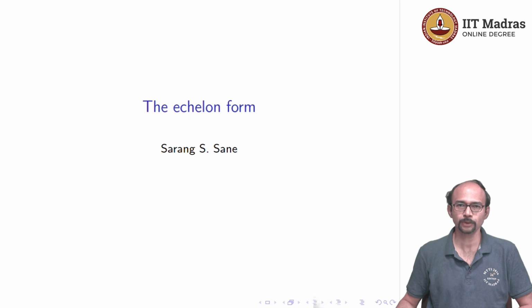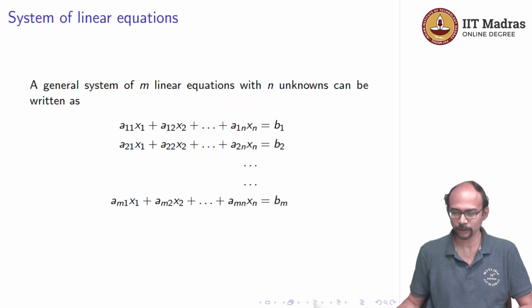In today's video we are going to talk about the echelon form. So the echelon form is a particular form for a matrix, and when the matrix is in this form we can read off solutions quite easily. So let's first recall what is a system of linear equations.